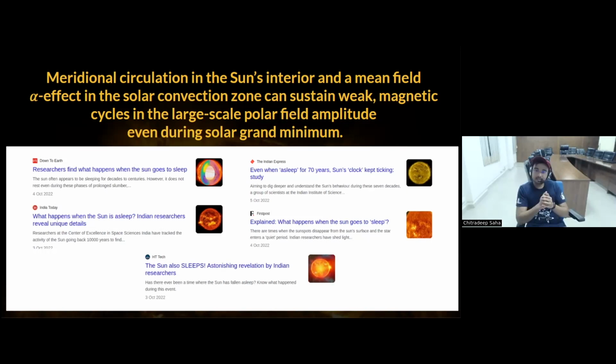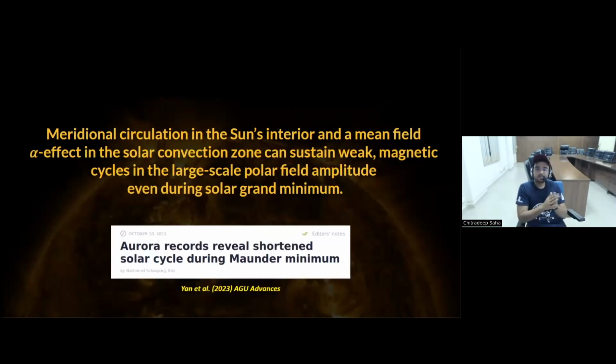This got the attention of the media, and this was published nearly a year ago. And what is good about the result is that recently we had some observational support which corroborates this finding. Yan et al., in their recent study, reconstruct the activity during the Maunder Minimum based on auroral records, and they see indeed a shortened solar cycle, as we pointed out, the redistribution of power into 5 or 6 years. They have shown an 8-year cycle during the Maunder Minimum. So that lends independent support to our simulated result.